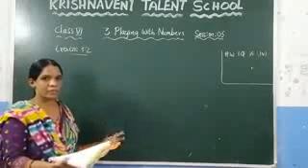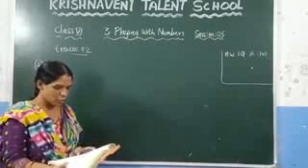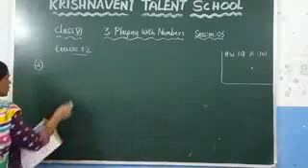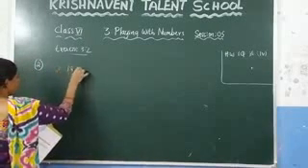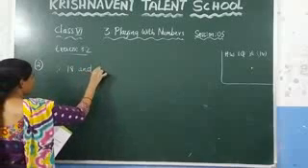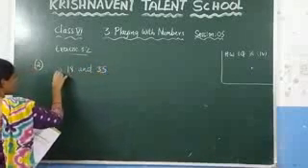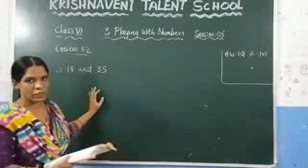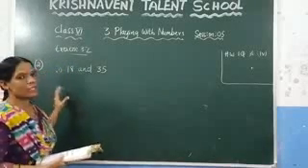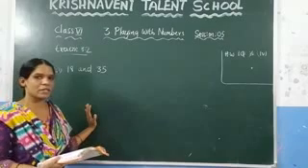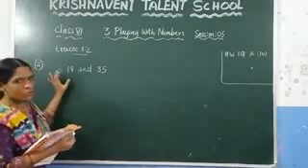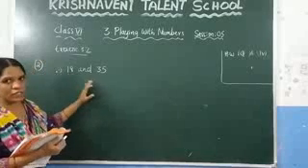Here they have given 2 numbers. You need to check among those 2 numbers whether they are co-prime or not. In that, the first question they have given 18 and 35. Here you need to check whether these 2 numbers are co-prime or not. What is co-prime? If they contain 1 as a common factor, then we can say that those numbers are co-primes. So here now you need to find the factors of each number.